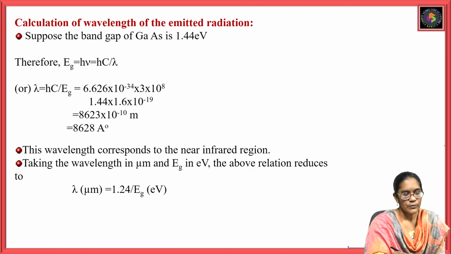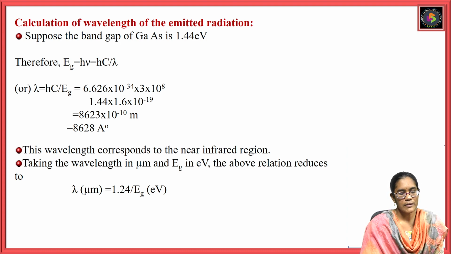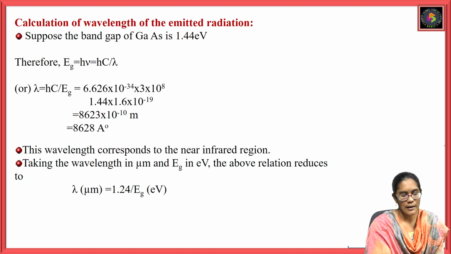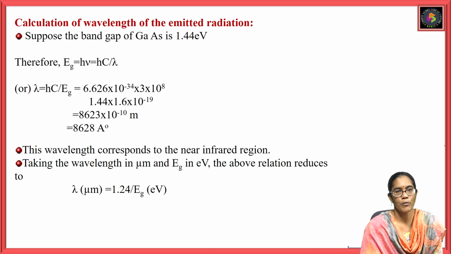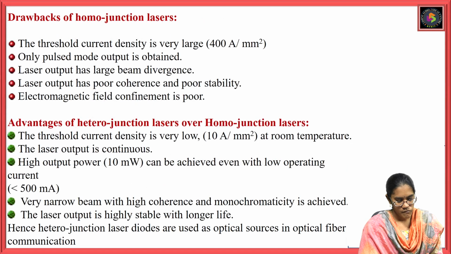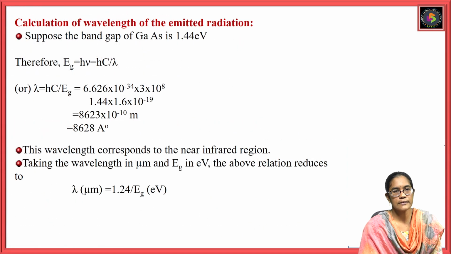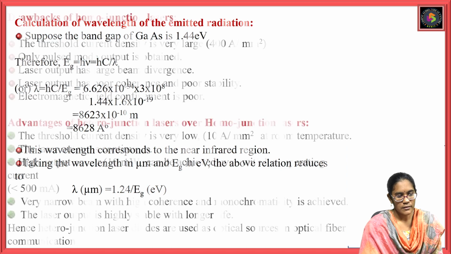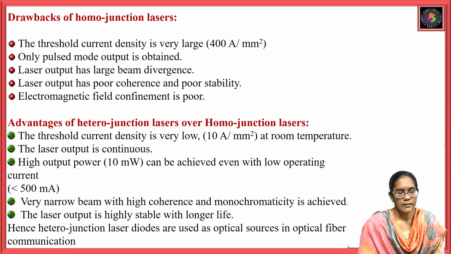Okay. If you consider the wavelength in micrometers and energy band gap in electron volts, the above relation reduces to lambda in micrometers equals 1.24 divided by Eg. So the emitted wavelength mainly depends upon the energy band gap of the material. So this is the working of the semiconductor diode laser.